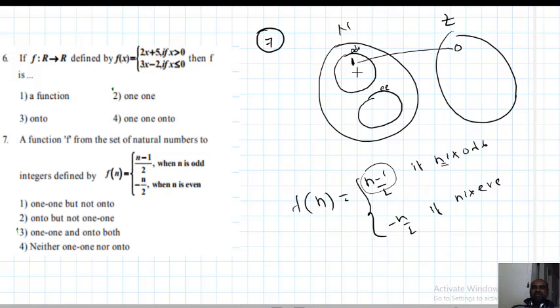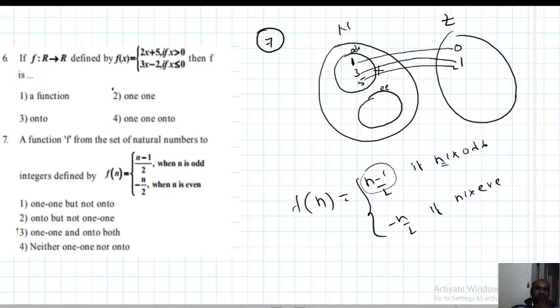Okay, 3 is taken, 3 is also odd, so 3 minus 1 by 2 gives 1, so 3 is paired with 1. 5 is taken, for example, 5 minus 1 by 2, paired with 2, like that. What is the meaning of that? 1, 3, 5, all these odd natural numbers are paired with 0, 1, 2, 3, and so on. This means all the elements of the odd natural numbers will have images, and different images.